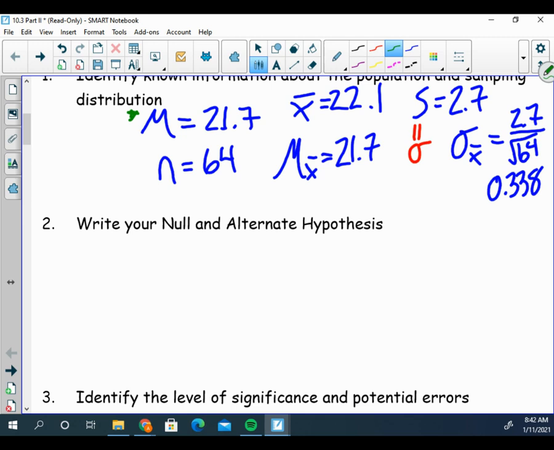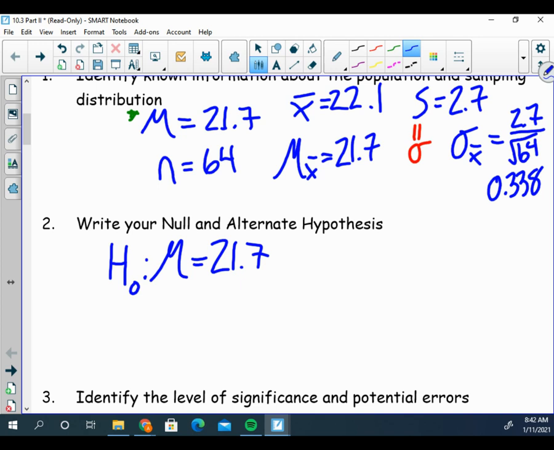Null hypothesis, nothing new. That average age is still 21.7. Their offering of evening classes did not incentivize more older students to come. The average age has not changed. Nothing to see here.